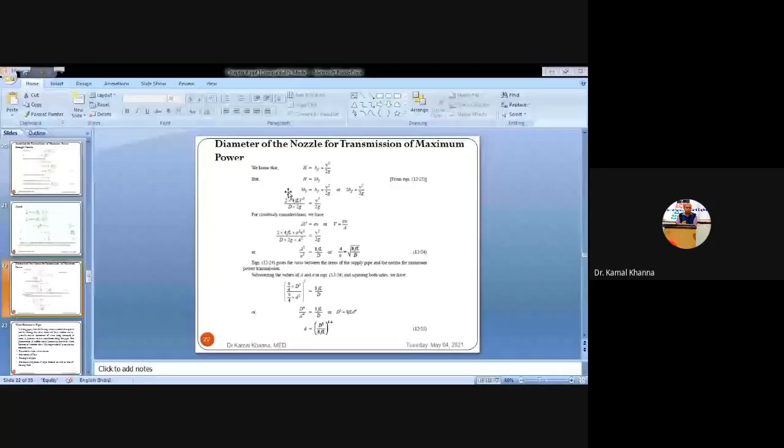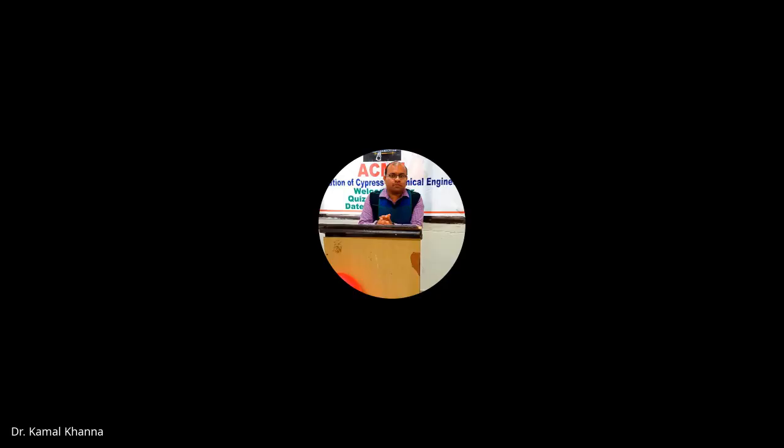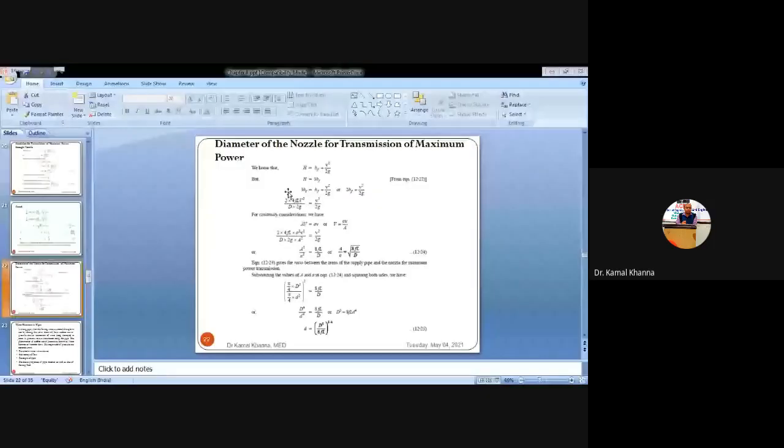So 3HF is equal to HF plus V square by 2G, or it can be written as 3HF minus HF is equal to V square by 2G. So 3HF minus HF becomes 2HF. We can put the value of HF here: it is 4FL V square by 2GD, which is equal to V square by 2G.